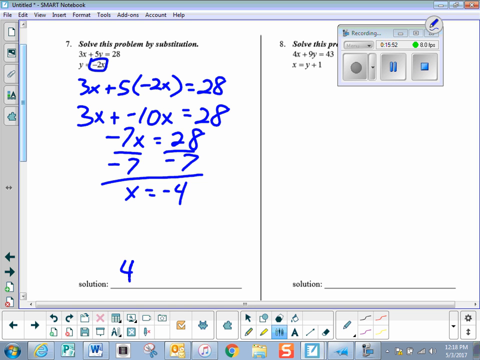Okay, if x is negative 4, what do I do with that negative 4 to find y? Plug it into negative 2x. Okay, so y equals negative 2 times x. What is x? Negative 4. What's negative 2 times negative 4? 8. That's what it means to plug it in.